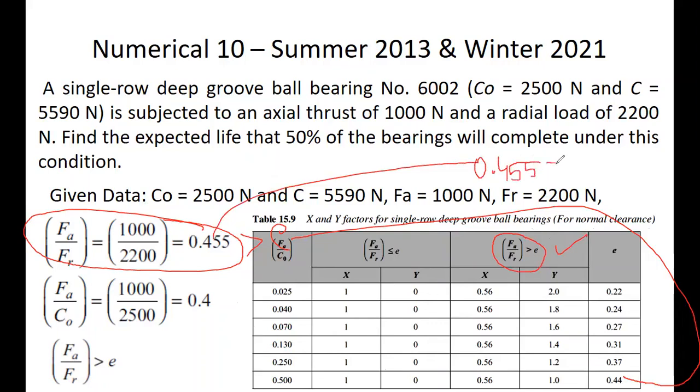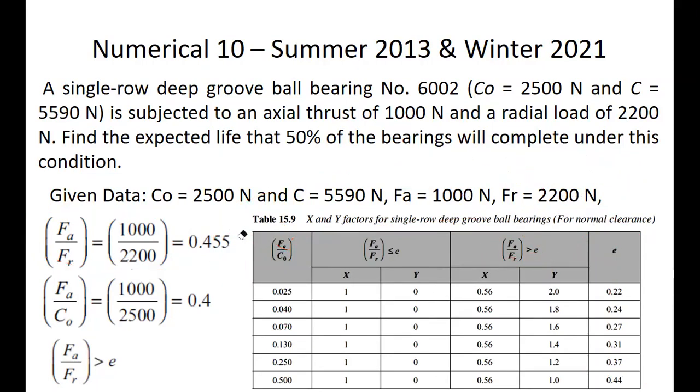0.455 is greater than 0.44. So FA upon FR is greater than E. So yes, we are going to see this table. Now one thing is sure that X is going to be 0.56. Once we understood that FA upon FR is greater than E, X value is 0.56, that we understood. But what about Y value?